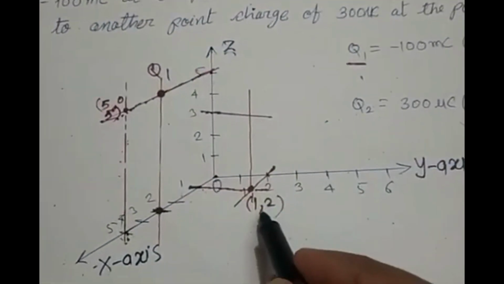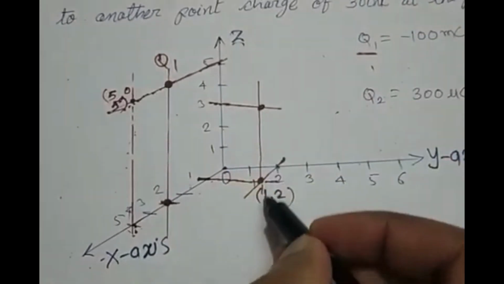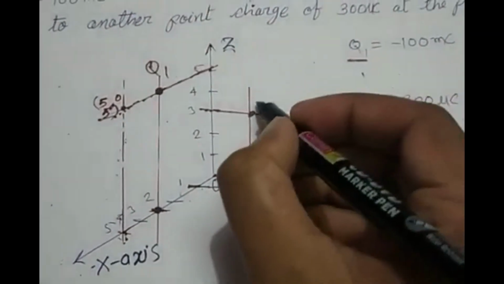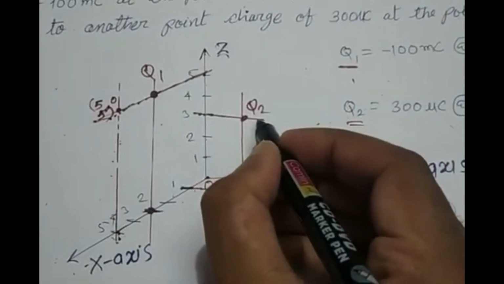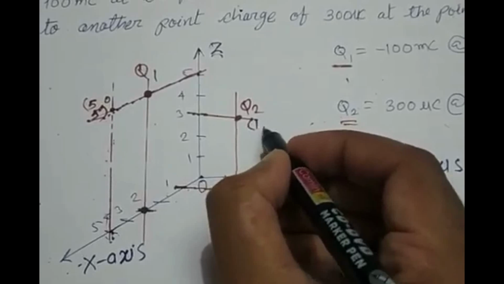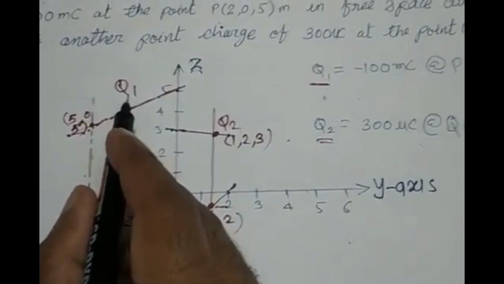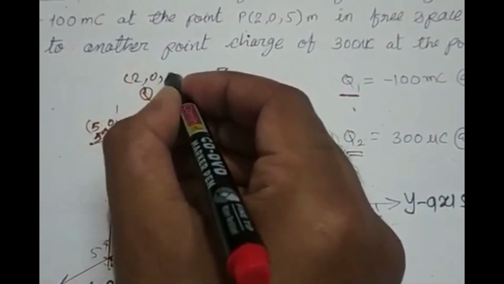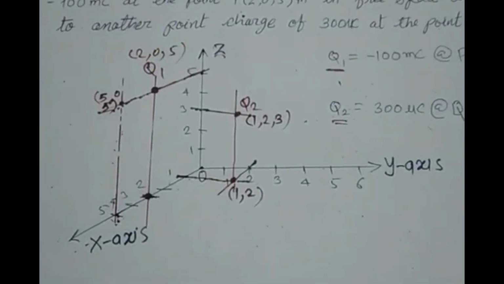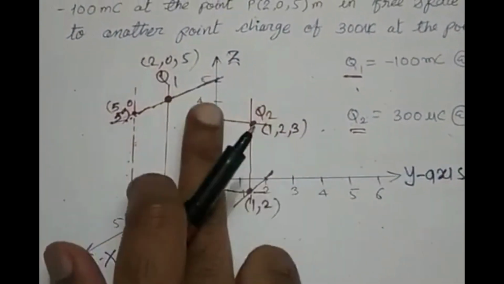So here it is like this. Here floor 1, 2, and if we extend the height to 3, this point will be Q2 and its location is 1, 2, 3. What is the location for Q1? It's 2, 0, 5. So we have located the point charges in space.